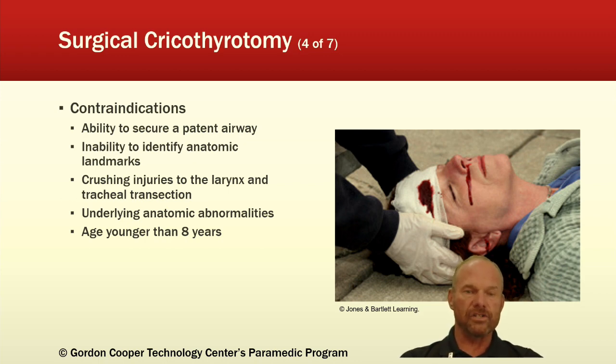Some other contraindications: if you're unable to identify anatomic landmarks, so when you cannot confidently locate that cricothyroid membrane, the procedure should not be attempted. Crushing injuries to the larynx or the trachea, underlying anatomic abnormalities, and age younger than 8 is an important one. When we talk about age younger than 8, the larynx of those young children is too small and delicate to accommodate a tube large enough to ventilate effectively without causing damage.